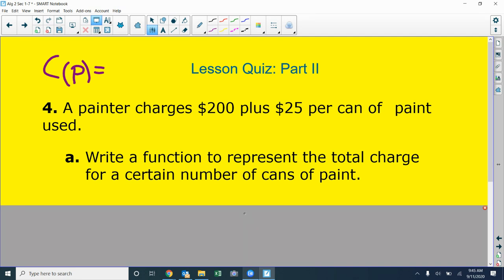We have a flat fee plus 25 times P. And again, you could write 200 first plus 25P. Most likely, we'll put the 25P plus 200, and that's just in standard form. Well, we accept that, of course, then we would ask you, what if we use 4 cans of paint? So what would we have before? Of course, we just plug in 4 and have 300, right?